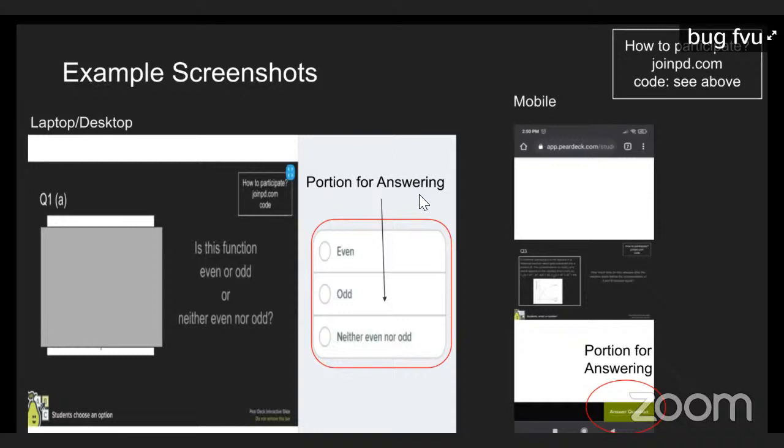Okay, so those who are using it on laptop or desktop will have the view as shown on the left side of your screen, and those who are using it on mobile will have the view as shown on the right side of your screen. Mobile users have to click on the button answer question and then input your answer, while laptop or desktop users can input it side by side while seeing the question.